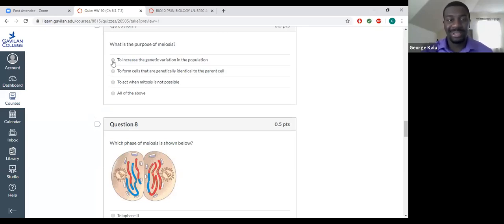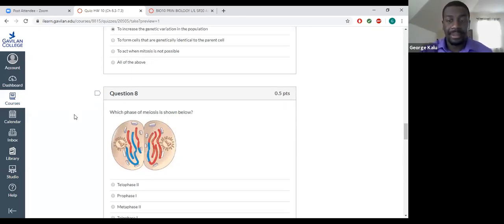Yes, so this one is one of those where all of the above is not correct. So the answer to this one is A. We want to increase the genetic variation within the population. So again, the goal of meiosis is to increase genetic variation and produce offspring that are unique to the parents and unique to the siblings as well. So the goal here is not to produce any genetically identical daughter cells, because that would be the process of mitosis. And it's not going to be when mitosis is not possible, because they're going to be used for different purposes. So the goal for meiosis is just to produce genetic variation in the population.